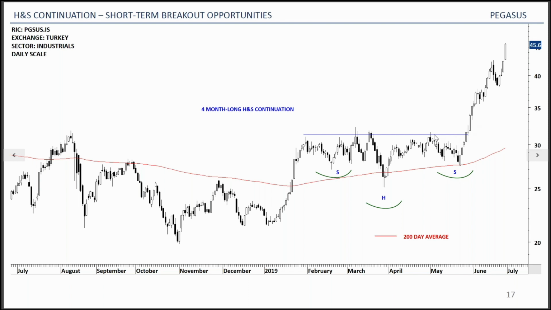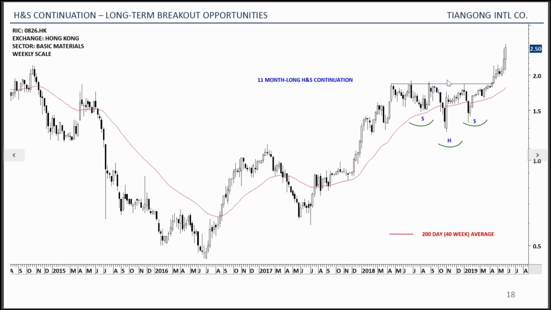Now you can see here how nicely the right shoulder found support at the 200-day and continued higher. So this is the type of price action that we would like to see. Now you're going to see a weekly scale price chart, which was featured in the Global Equity Markets report. And it is the exact same setup, but this time on a weekly scale price chart.